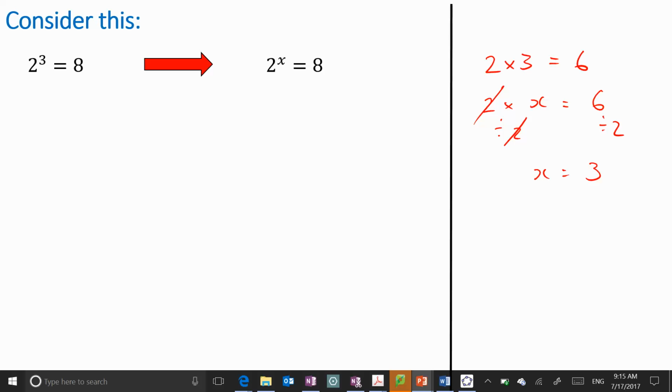Now, it's the same thing over here. With exponential, you did 2 to the power of 3 equals 8. Now, we didn't know that. If we had 2 to the power of something equals 8, I know logically we know the answer, but if the number gets larger, there has to be a technique.